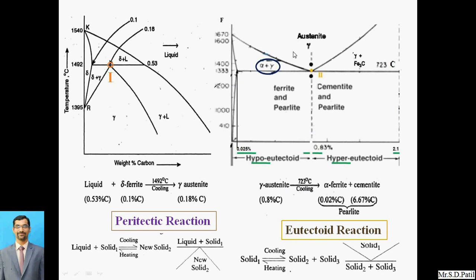So gamma austenite, when we cool it at 723 degrees Celsius, what we are going to get is alpha ferrite plus cementite. So here alpha ferrite and cementite. So these two products, alpha ferrite over here and cementite over here. That is nothing but the solid converting into two solids. That is solid 1 converting into solid 2 and solid 3. Here that new solid. So this will be a reaction at eutectoid. It is known as the eutectoid reaction.